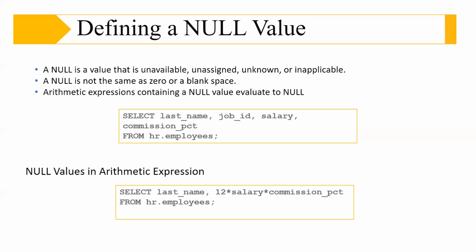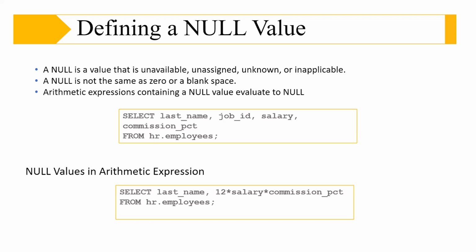Next thing we will see is the null value. What is a null value? A null value is something which is unavailable, unassigned, unknown, or inapplicable. Null is something where there is no value. Even if it is a zero, that is a value. If it just has a space, that can also be considered a value. But if a cell has nothing, that is considered to be null.